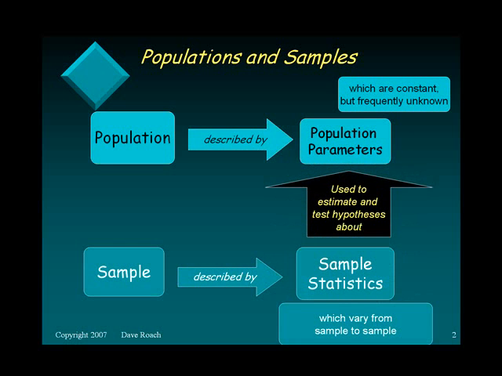We will, though, use those statistics based on a single sample to estimate and test hypotheses about those population parameters. This chapter and the central limit theorem are about making that connection between statistics and parameters.